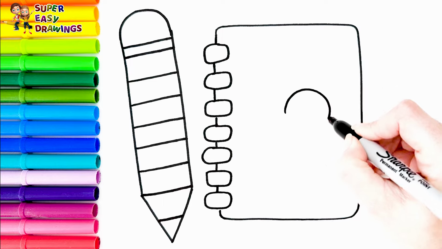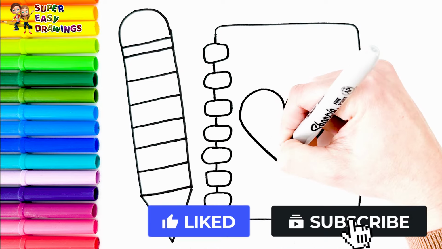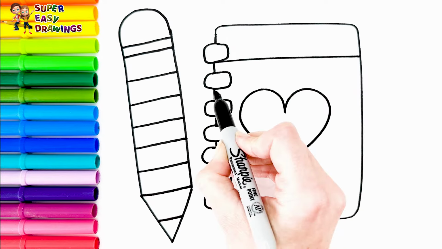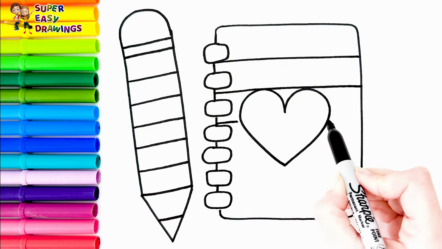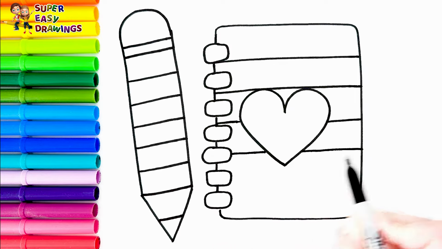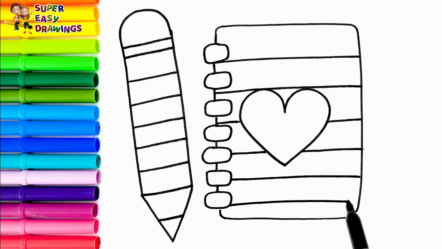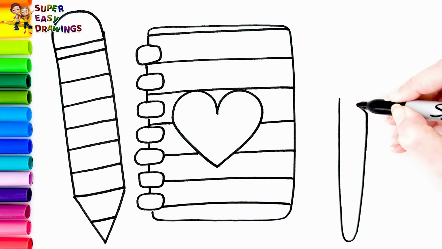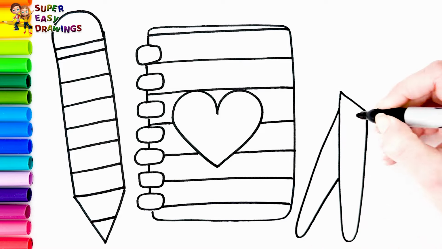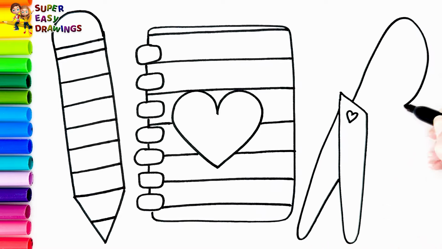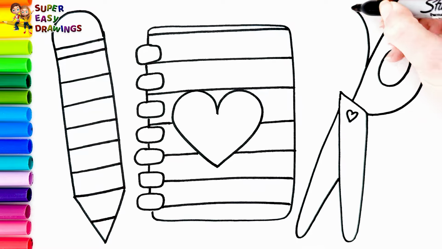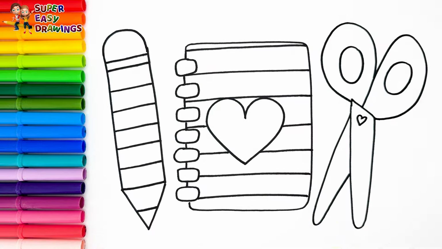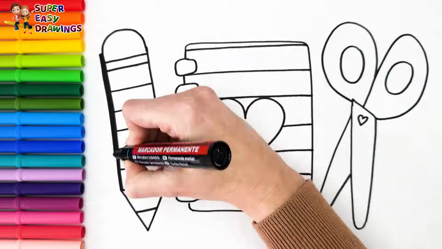With a heart on it. Now let's divide the hole with lines like this. Finally, let's draw scissors. Now I'm going to use this black marker to make this beautiful drawing more visible.